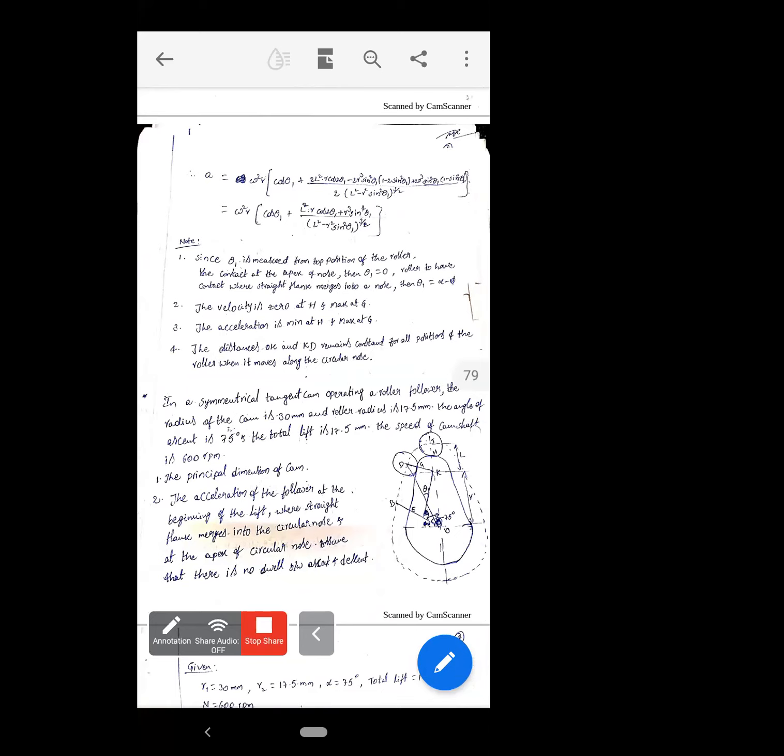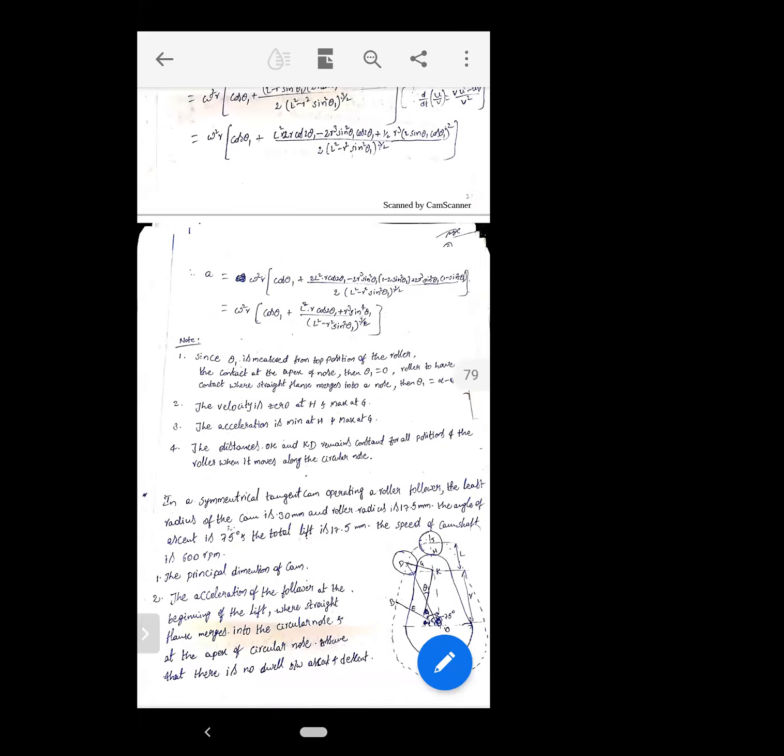Do you understand, guys, this derivation?